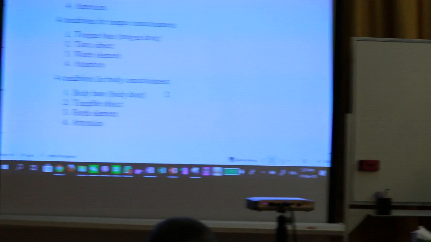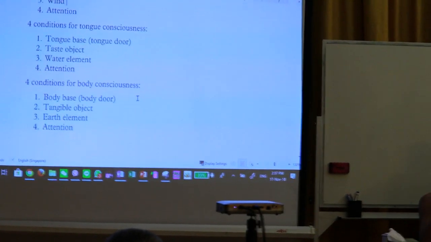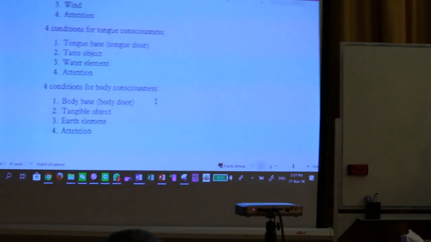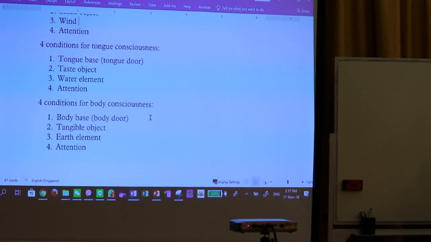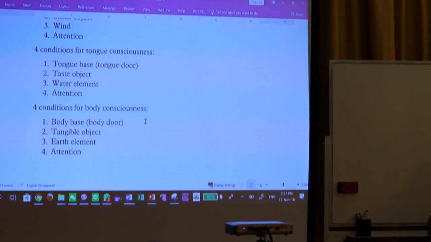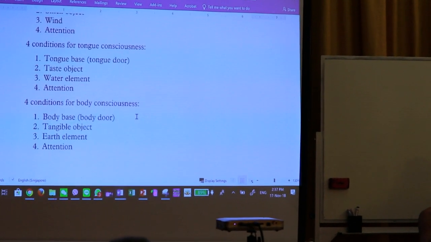Same way for the tongue consciousness. Jivhañca paticca raseca uppajjati jivhāviññāna. Because of tongue base and taste object, tongue consciousness arises, according to the sutta. But according to Abhidhamma, there are two more conditions. What are the two? Water, the wetness. If your tongue is not wet, no saliva on your tongue, you cannot taste anything. Then okay, there is attention also.